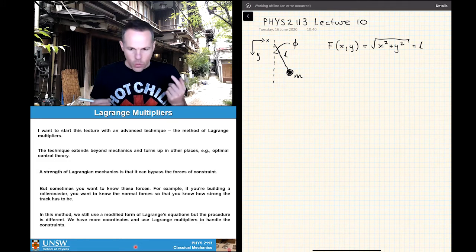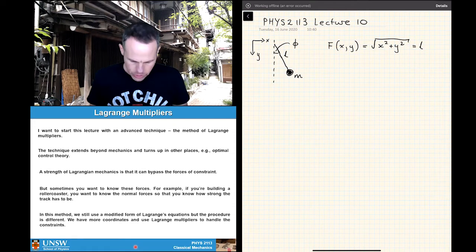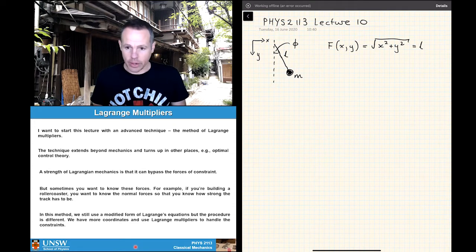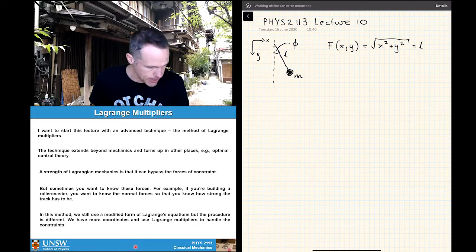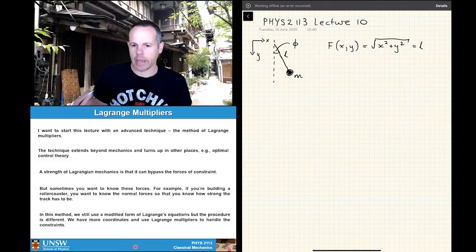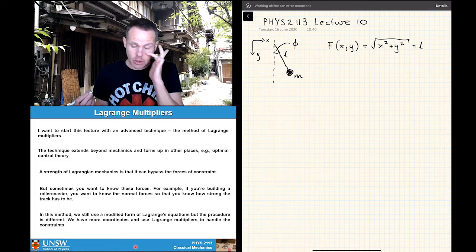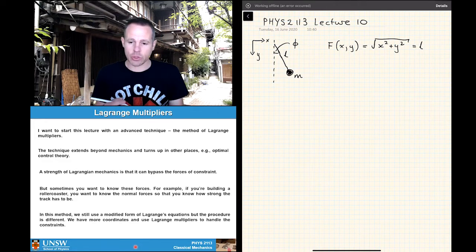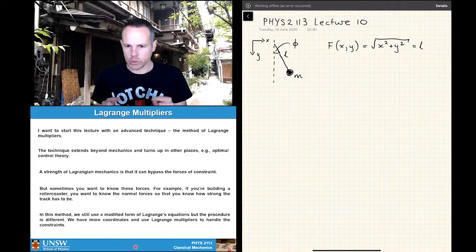What we're going to do here is build up a version of Lagrangian mechanics that enables us to access that constraint force F. In this particular case, we've got two coordinates x and y, and you'll notice last time we used the constraint to reduce down to one coordinate, which was phi. But in this method we're actually going to keep both of our coordinates, because we're not going to use the constraint to eliminate one. So we're going to work in x and y rather than phi.